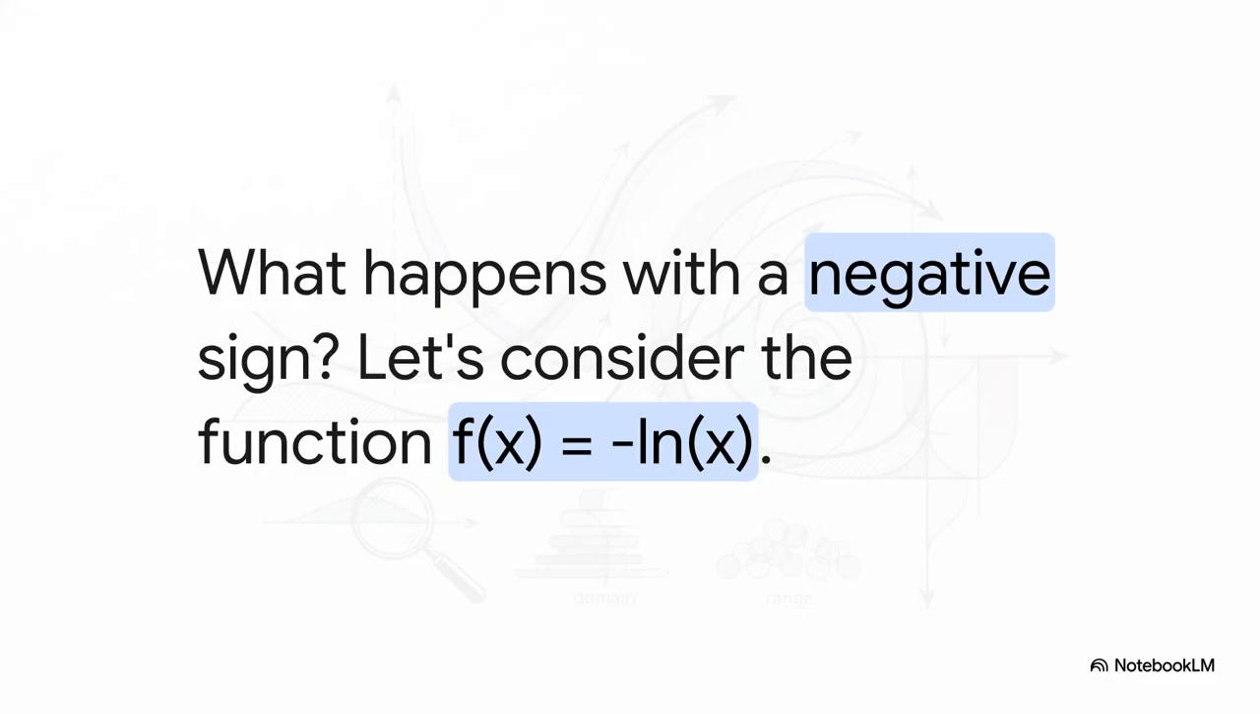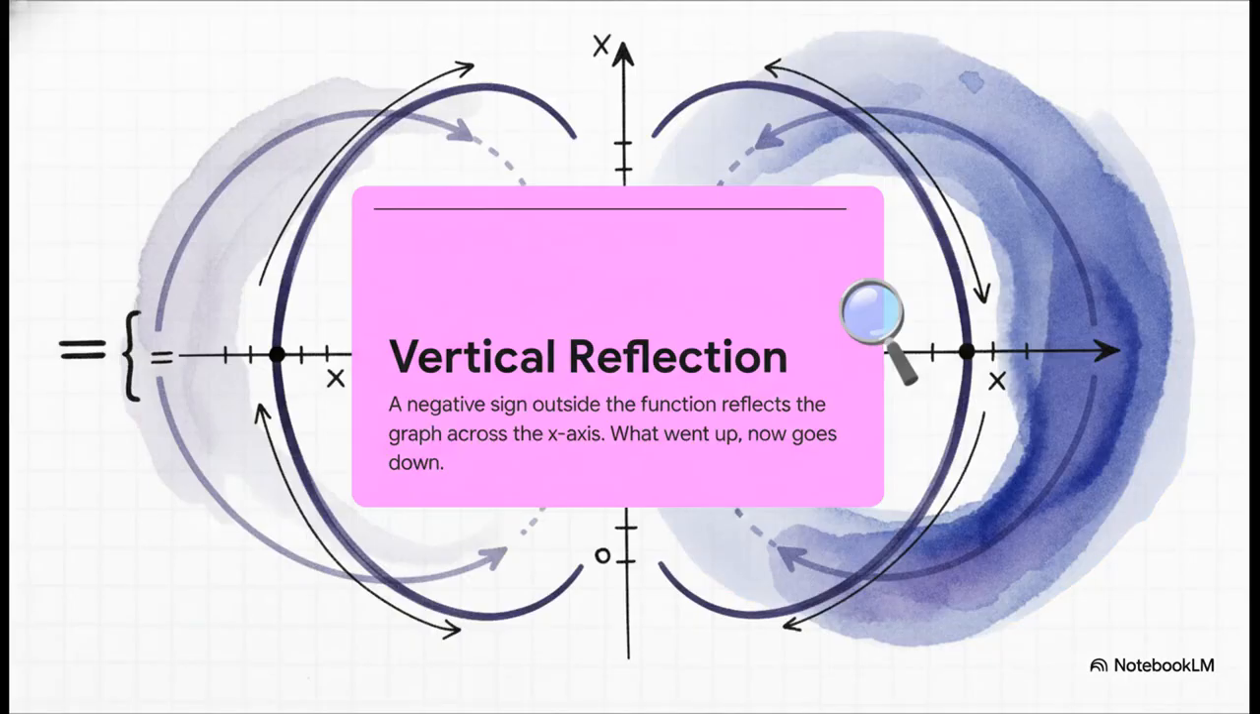Okay, shifting makes sense. But what happens if we see a negative sign show up? Let's take a look at a function like f of x equals negative natural log of x. That little negative sign sitting out front completely changes the graph's direction. This is what we call a vertical reflection. Because that negative is on the outside of the function, it literally flips the entire graph over the x-axis. So instead of rising up towards positive infinity like it used to, our graph now dives straight down towards negative infinity. The asymptote and the x-intercept stay in the exact same place, but the whole curve is now a perfect mirror image.